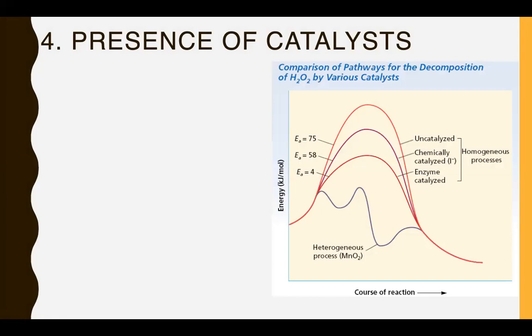The last one is the presence of catalysts. Now, the reason why catalysts are going to increase reaction rate is because they lower activation energy, which is the assignment that you just worked on yesterday. So here we've got a diagram with the top one with an activation energy of 75, that is uncatalyzed. And then we have a chemical catalyst. In this example, they use the iodide ion, and that reduced the activation energy to 58. And when you catalyze it with an enzyme, it drops it all the way down to 4.